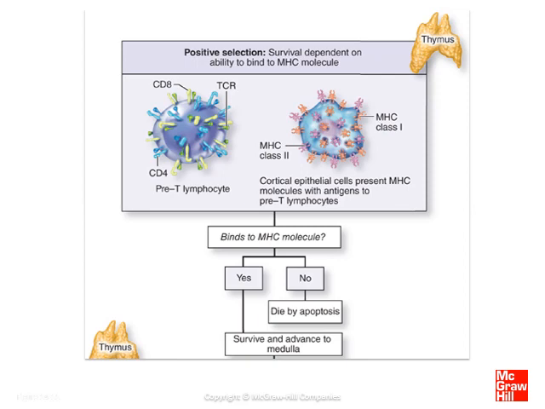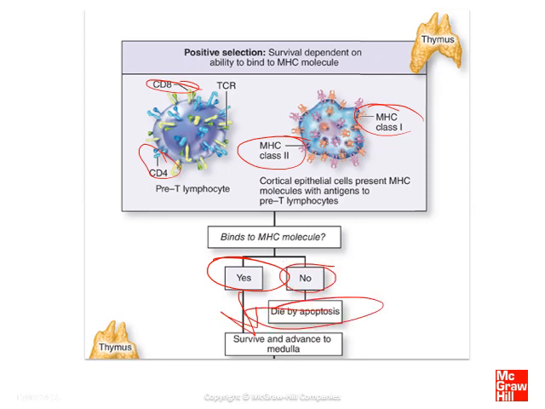So here are our T cells. We have CD4 and CD8, so it's a mixture of both. And then we have our cortical epithelial cells with both MHC class 2 and MHC class 1. If it binds, good, they get to survive. If they don't bind, they die. And this is about 80%.